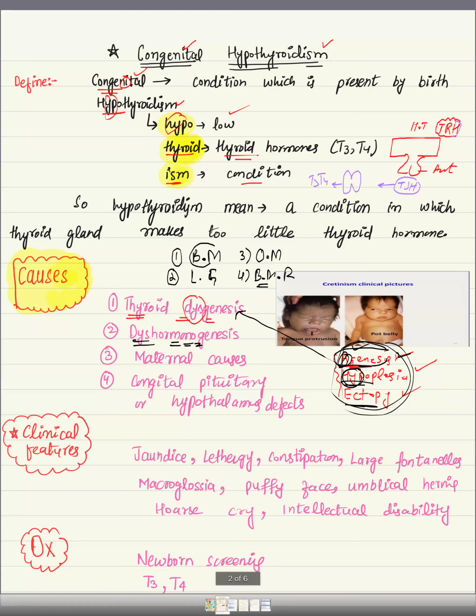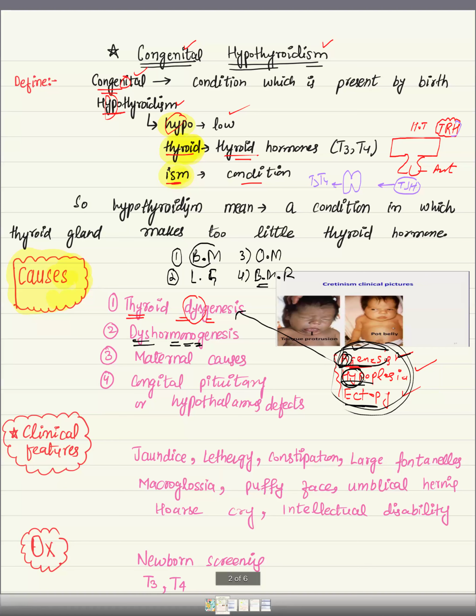Your bones are, you can say these fontanelles are not going to close, because if you want to have good bone ossification, you need T3 and T4. So if T3 T4 is not present, your bone ossification is delayed. Your fontanelles are going to be large, they are not going to close on time. So that's why the baby has large anterior fontanelles.